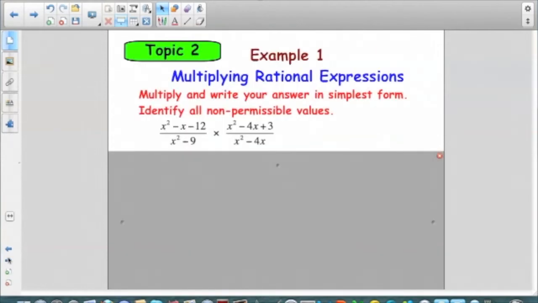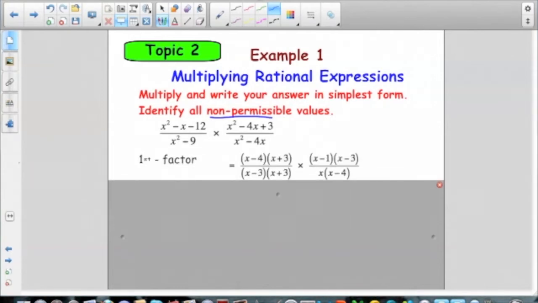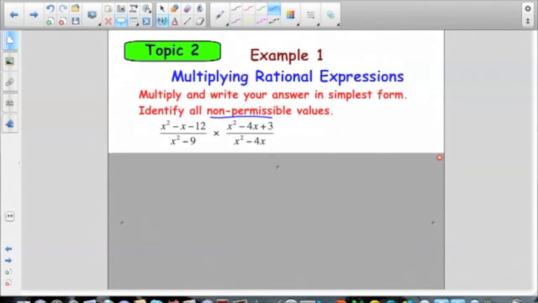All right, topic 2. We are going to multiply now two rationals. The first thing, again, as it always will probably say, is state the non-permissibles. Okay, and we're pretty good at non-permissibles now. We know those are the bottoms, so let's just go back up here. Let's take this and this aside, and let's figure out our non-permissibles.